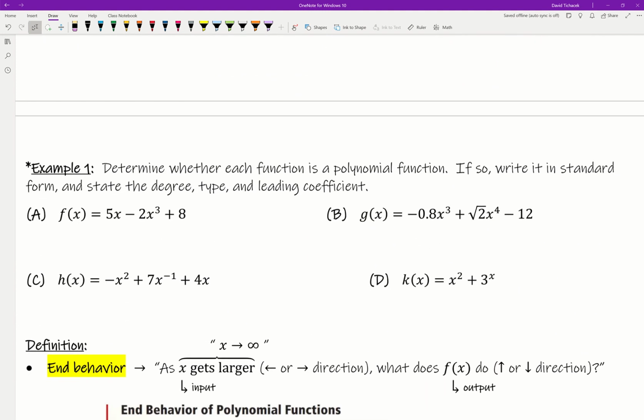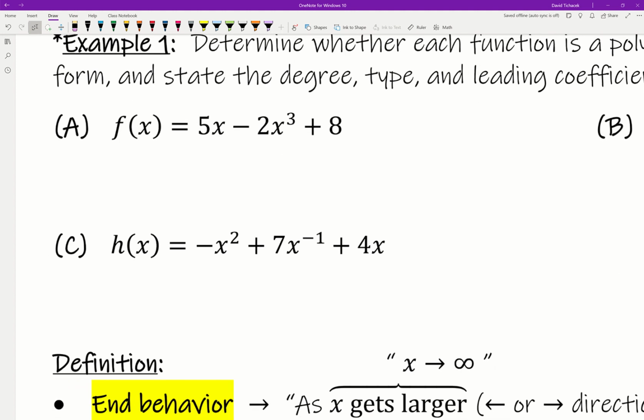It says simply determine whether each function is a polynomial function. If so, write it in standard form, state the degree and type and leading coefficient. So if you look at part A here, it says f of x is equal to 5x minus 2x to the third plus 8. This would be a polynomial because the only thing that we see are constants, variables, and exponents. We don't see any division by a variable or any negative exponents or anything like that. So this is your pretty classic example of a polynomial here.